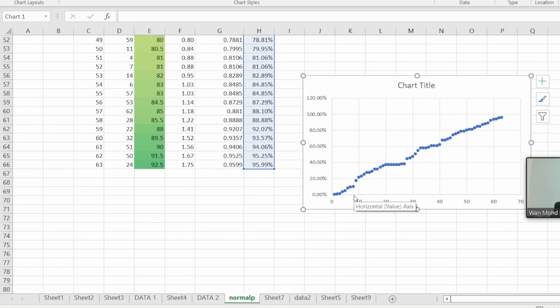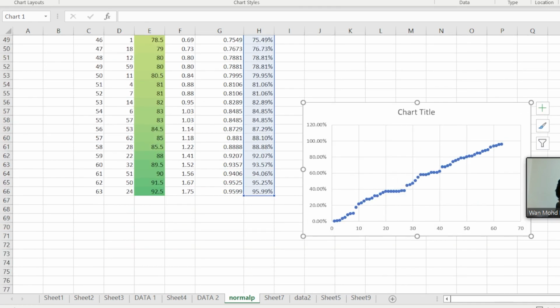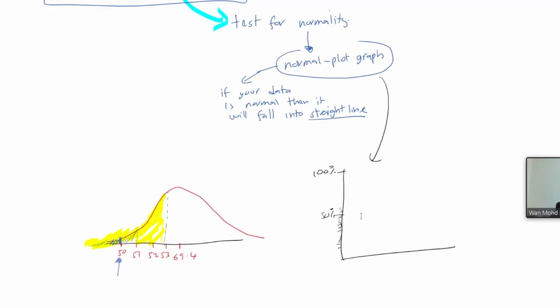If you put this plot on normal probability graph paper, then you get a straight line. So now you see all the data in a straight line. When you see the data like this, we can say that the data is normal. The data is normal, meaning that you can use the normal distribution curve in order to reject or accept the hypothesis.